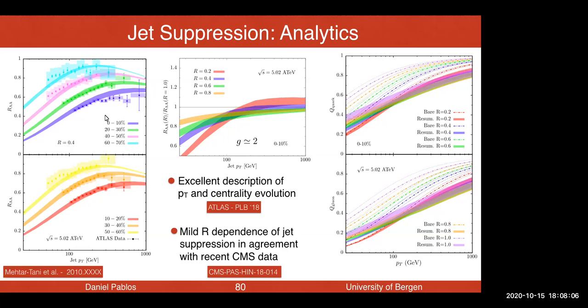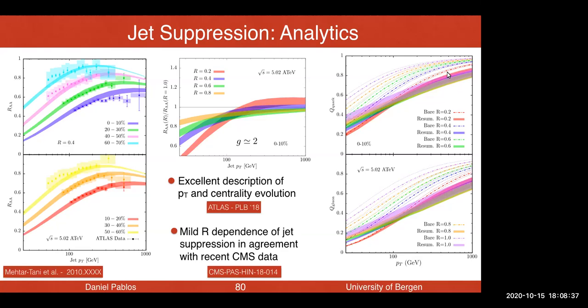What you see is that we have an excellent description of the pT and the centrality evolution compared to ATLAS data for radius of 0.4. And here in this picture on the right, you see the values of the bare quenching factors, which is the quenching factor of a single parton, and in the bands, you see the effect of the resummation when you include the effects of the multi-prong nature of the jets.